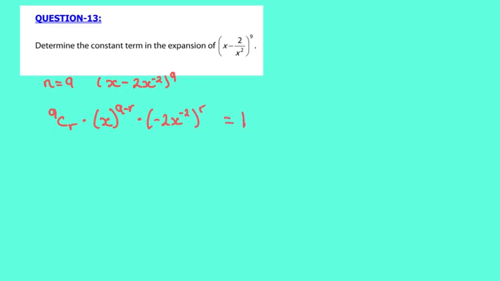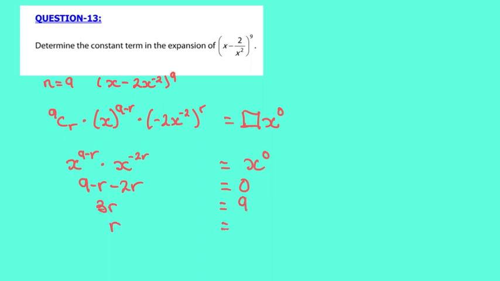I know that that's got to give me some power of x to the power of 0. Expand out those that deal with x, giving me x to the 9 minus r times x to the minus 2r. And that's got to equal x to the power of 0. So 9 minus r minus 2r is equal to 0. 3r is equal to 9. r is equal to 3.